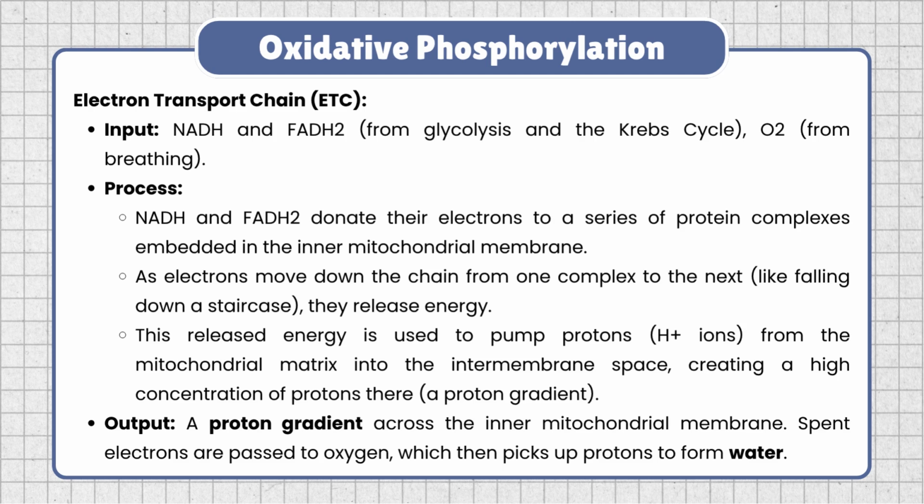This energy is immediately used to pump protons, hydrogen ions, out of the mitochondrial matrix, building a high concentration of protons, or a proton gradient, in the intermembrane space. The output is this proton gradient, which will be used to make ATP. The spent electrons, having completed their journey, are then handed over to the final acceptor, oxygen, which combines with protons to safely form the byproduct, water. As you can recall, water is also one of the byproducts of the cellular respiration.